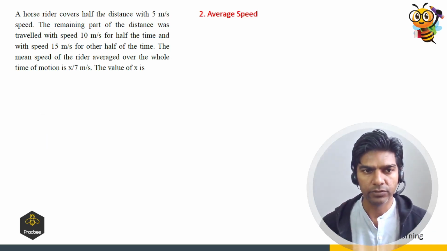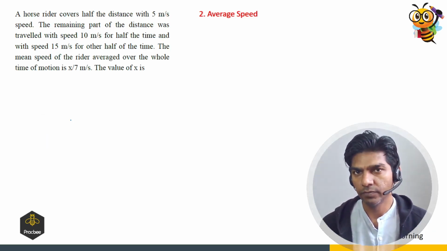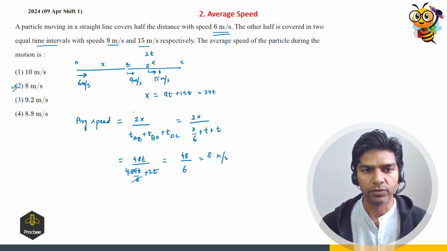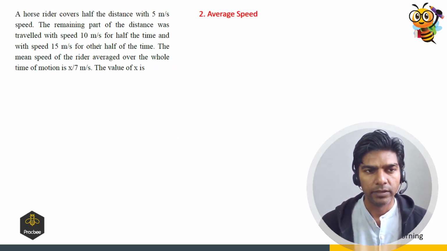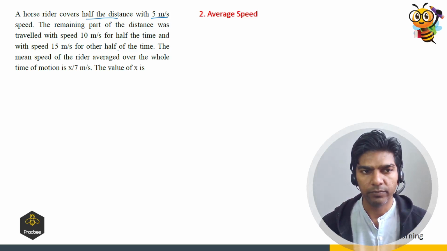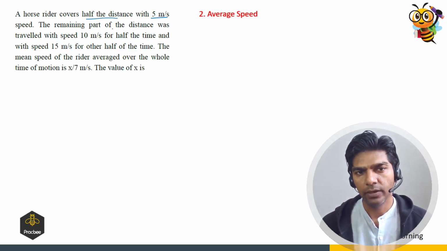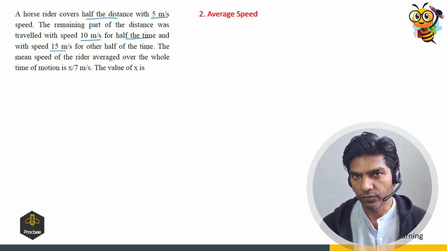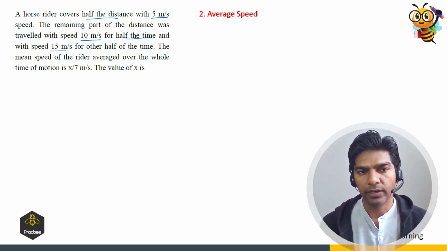Let us try to do this question. Again we have covered the same question. This question is similar to the one which we have covered. Let me just read out the question and then you can try this on your own. A horse rider covers half the distance with 5 meters per second speed. The remaining part of the distance was traveled with the speed 10 meters per second for half the time and 15 meters per second for the other half of the time. And the mean speed of the rider averaged over the whole time of the motion is x by 7 meters per second. What is the value of x?